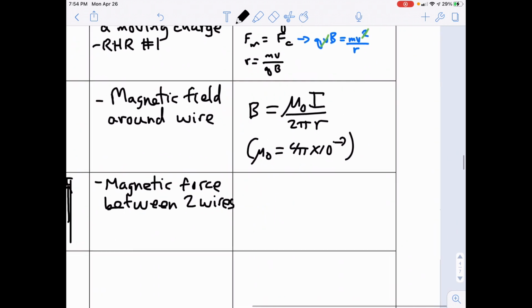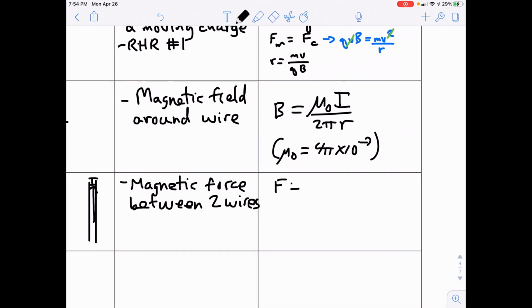Between two wires, we're essentially going to be using the equation F equals BIL, and we're going to be substituting this for B. When we do that, we get F is equal to mu naught I1 times I2 times L all over 2 times pi times D, where D represents the distance away from one current carrying wire to the other, which means essentially the distance between the wires.